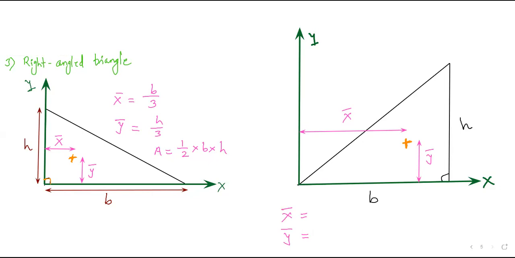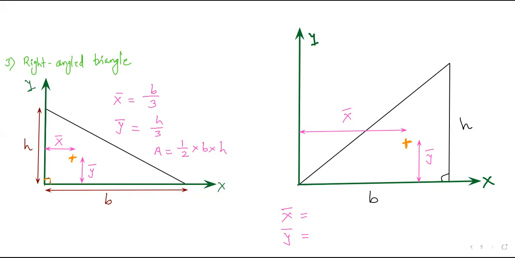So let me know the values of x bar and y bar. Value सांगा मला x bar आणि y bar. B/3 and H/3. B/3 आणि H/3. B/3 कुठून असतं म्हणून सांगितलं तुम्हाला? B/3 कुठून असतं? राईट अँगल पासून ना?